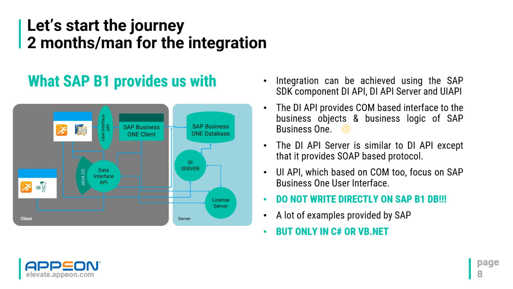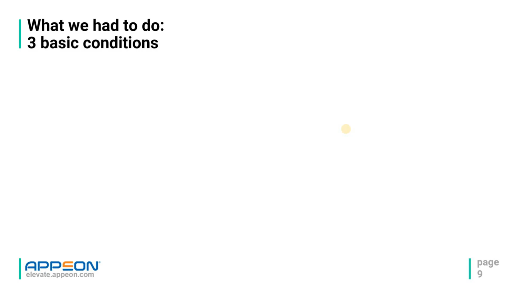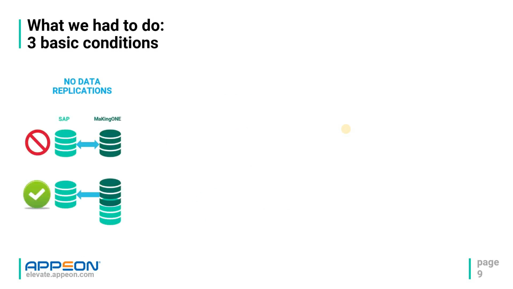At the starting point, there were a lot of examples provided by SAP Business One, but just in C# or .NET. So, no PowerBuilder examples. What do we have to do? We consider three basic conditions.